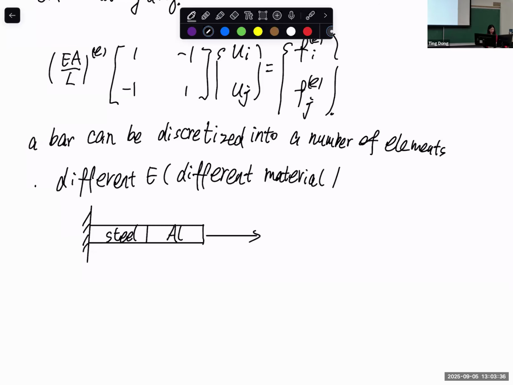The second situation is that if we have the same material but it is composed of different cross-sections, then again, we need to consider them as two elements.